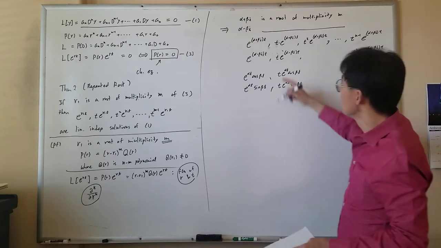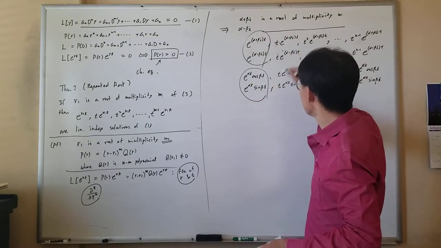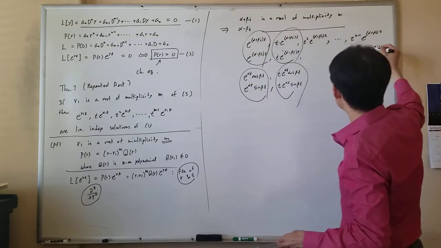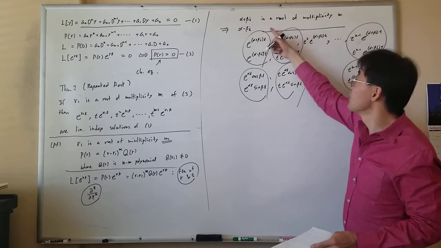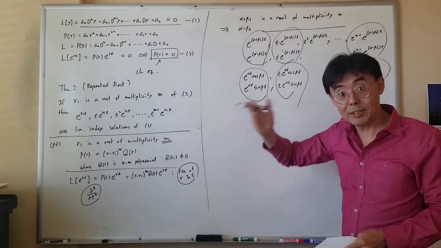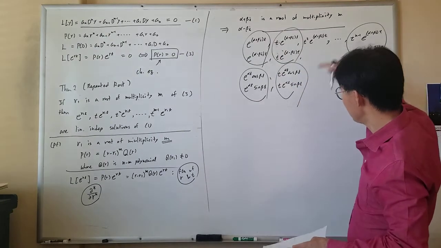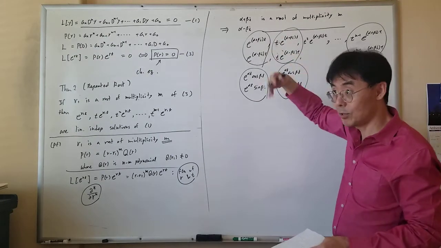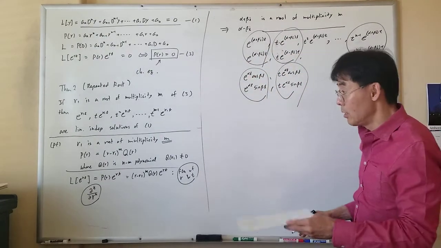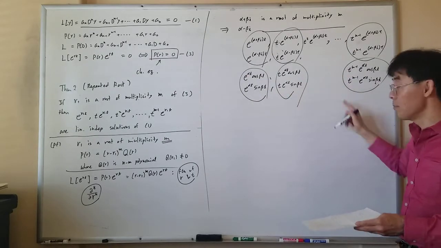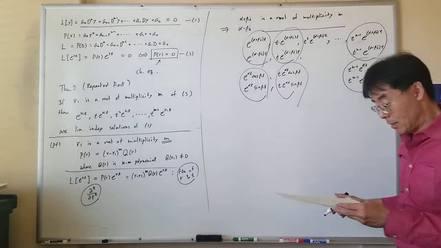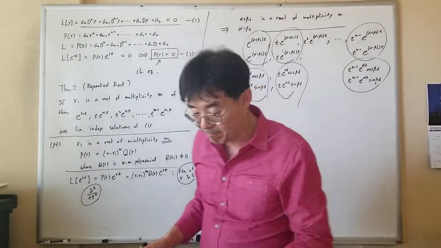So you can replace this pair with this pair, this pair with this pair, all the way to this. So, multiplicity m gives 2m distinct solutions. 2m, not distinct, so 2m solutions up to multiplicity. You have 2m linearly independent solutions in real variables.